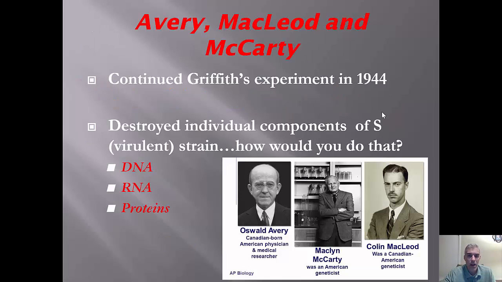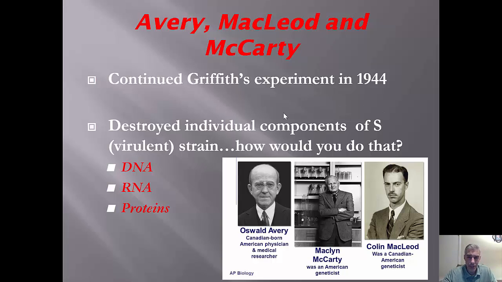Okay. So 1944, it's a long time later. This is almost 20 years later, not quite, that they continued Griffith's experiment. And they were like, you know what we're going to do? We're going to do a similar experiment, but this time we're going to destroy individual components of the strains to see if that dangerousness is still passed. So they wanted to destroy DNA in one treatment group, destroy the RNA in another, and destroy the proteins in another.